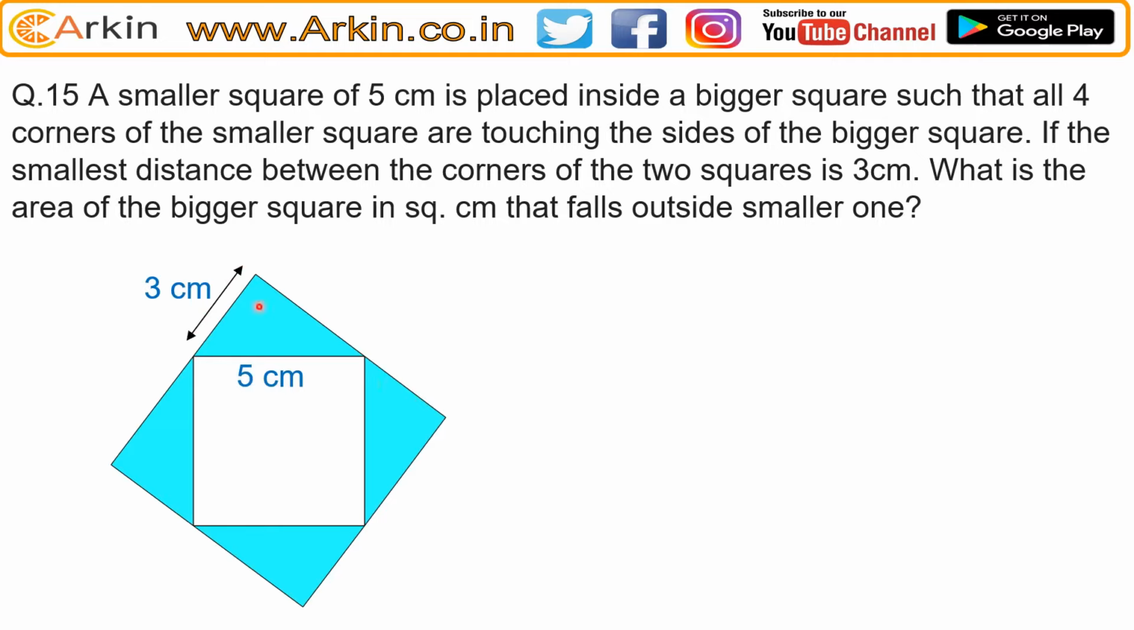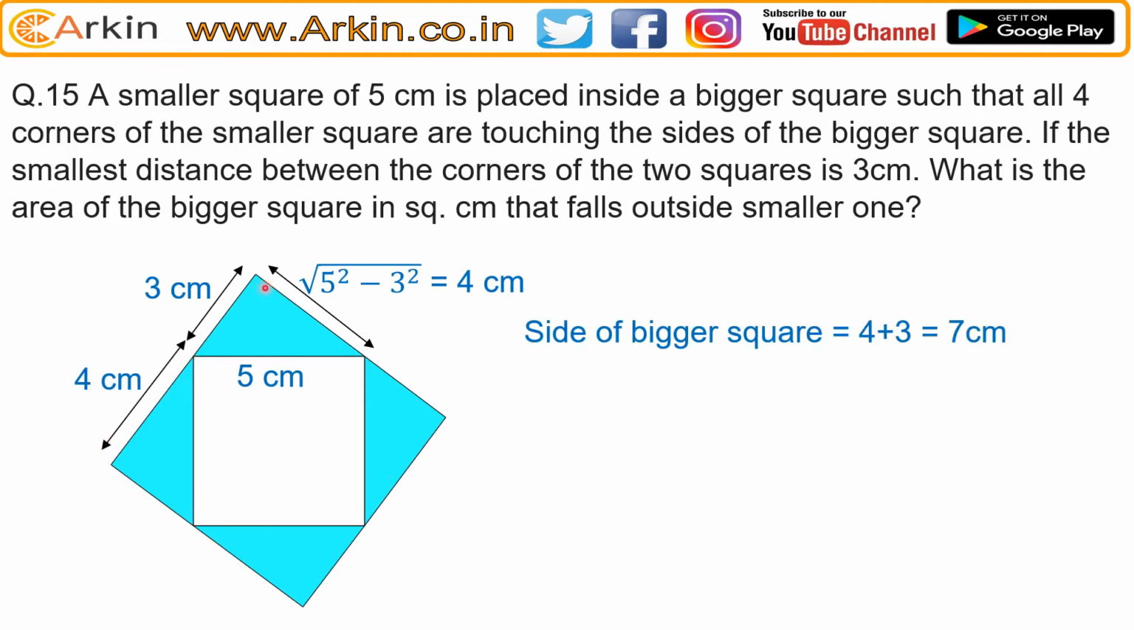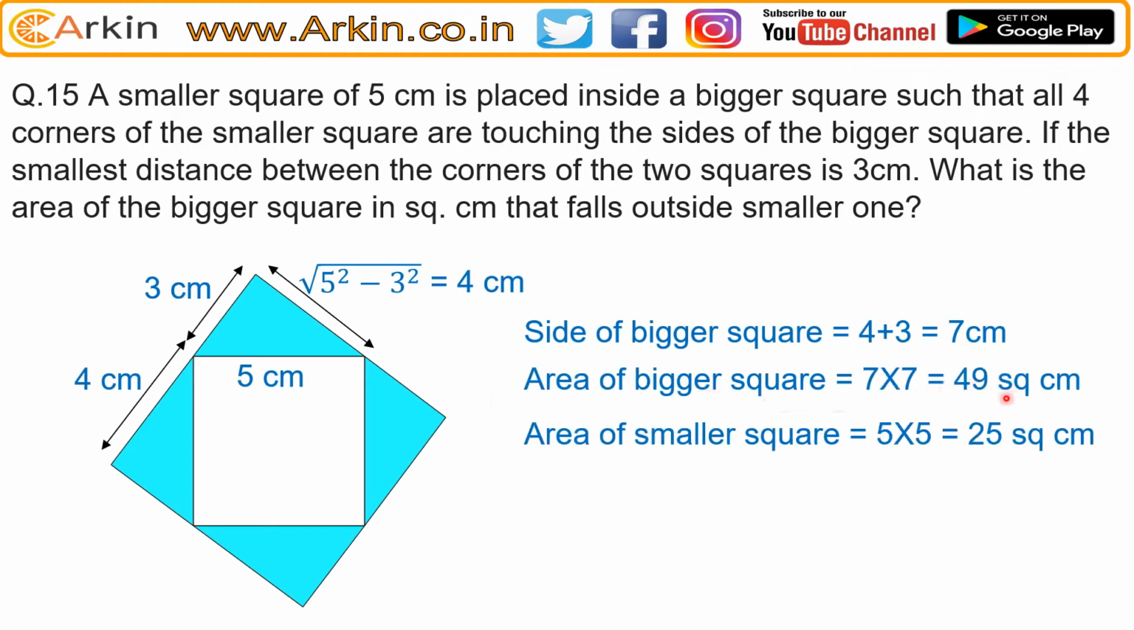So by Pythagoras theorem, we can find out this side. It will be under root 5 square minus 3 square. So 25 minus 9, that is under root 16, that is 4 centimeter. So if this is 4 centimeter, this will also be 4 centimeter. So this is 3, this is 4, this is 3, this is 4. That means the side of the bigger square will be 4 plus 3, 7 centimeter.